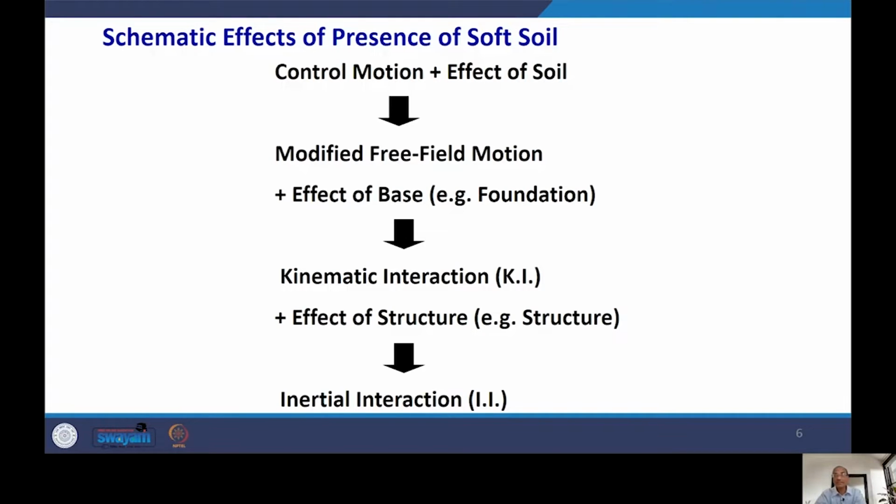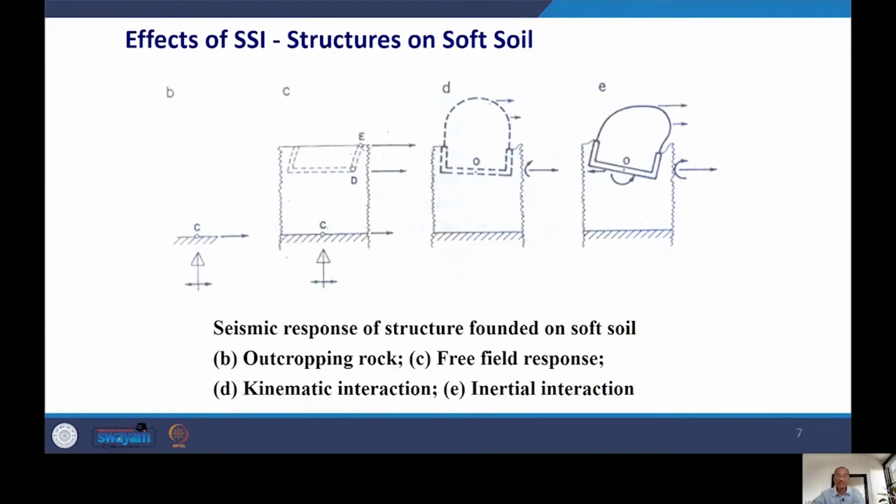Once you have the modified free field motion, for example on a foundation without mass, that is without considering the inertial effect, what you get is kinematic interaction. When the kinematic interaction is applied on the structure considering its mass, it leads to inertial interaction. So these were the steps of SSI: modified free field motion, kinematic interaction, and inertial interaction, which we have already discussed in the last lecture, showing how systematically the soil affects the motion.